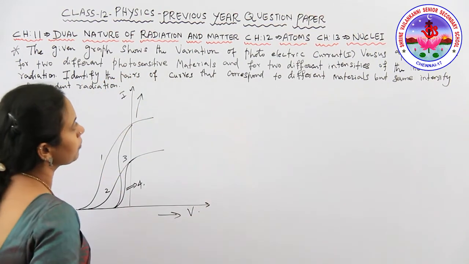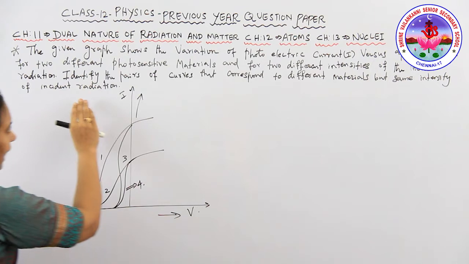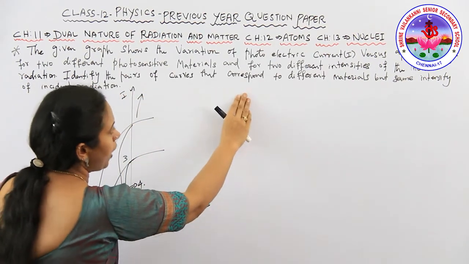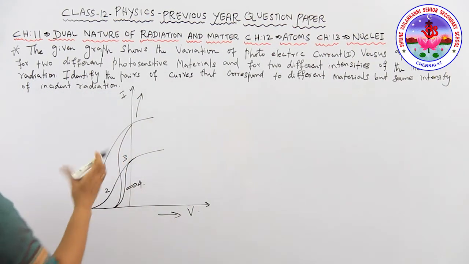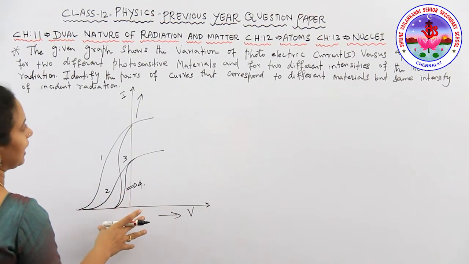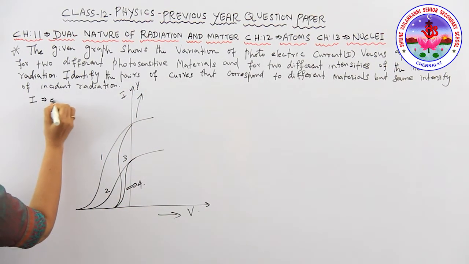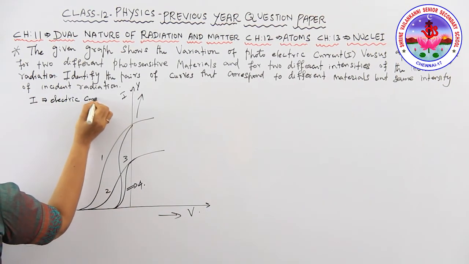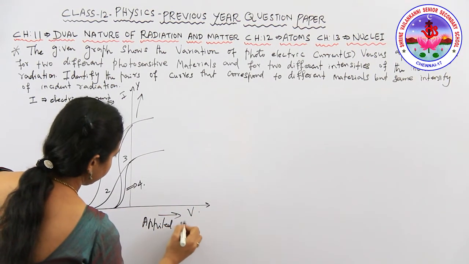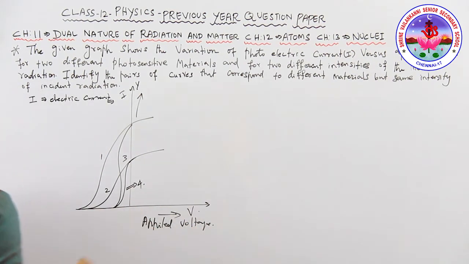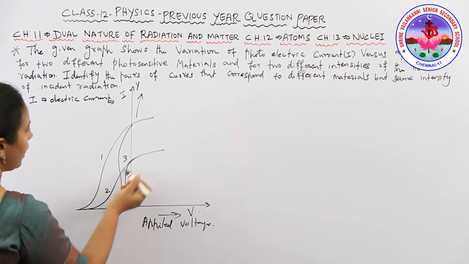So next question. The given graph shows the variation of the photoelectric current versus the applied voltage for two different photosensitive materials and for two different intensities of the incident radiation. Identify the pairs of curves that correspond to different materials but the same intensity of the incident radiation. See, they have given the graph. The y-axis is the electric current, and this is the applied voltage. So these are one curve and this is another curve.